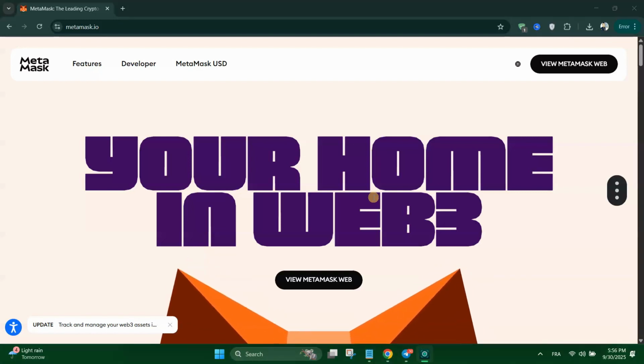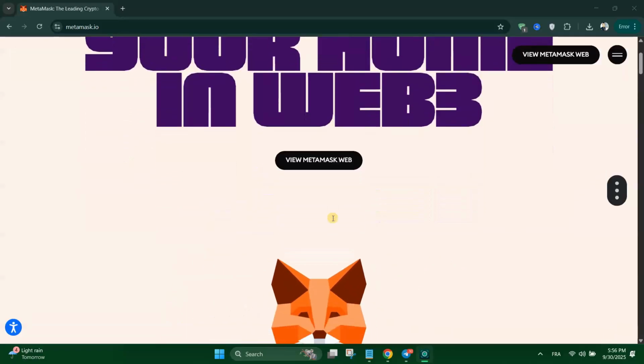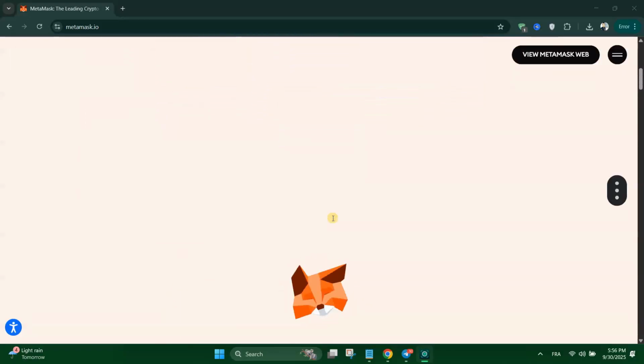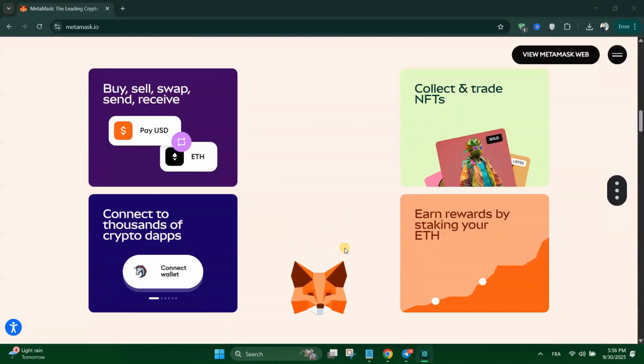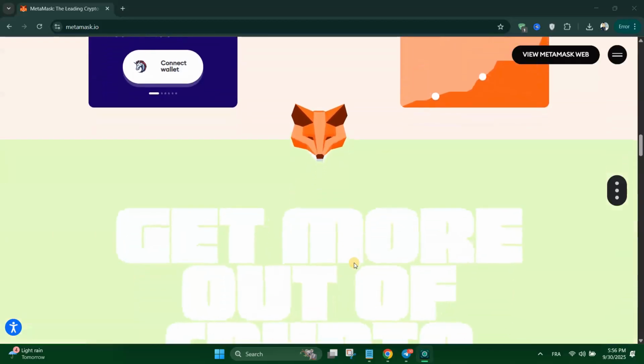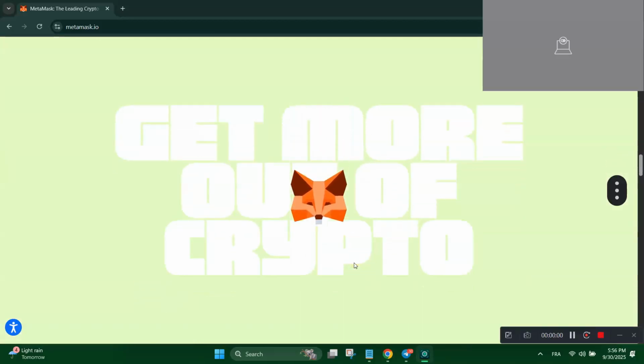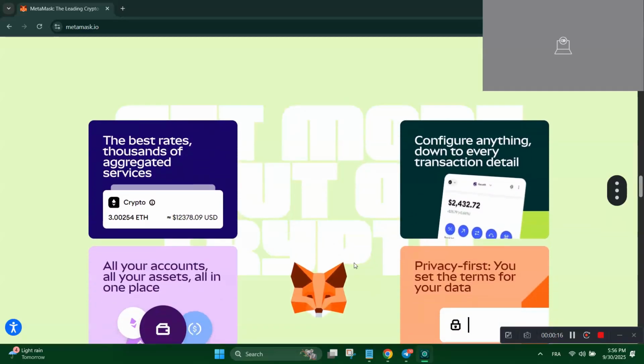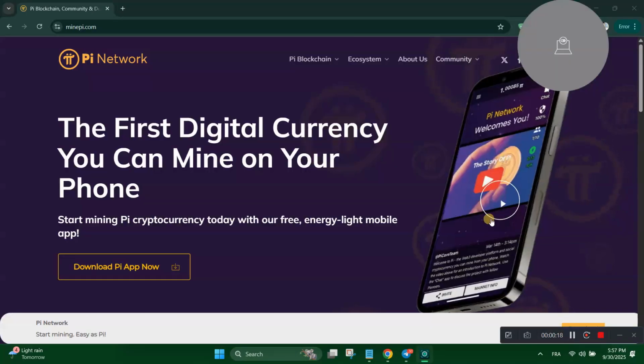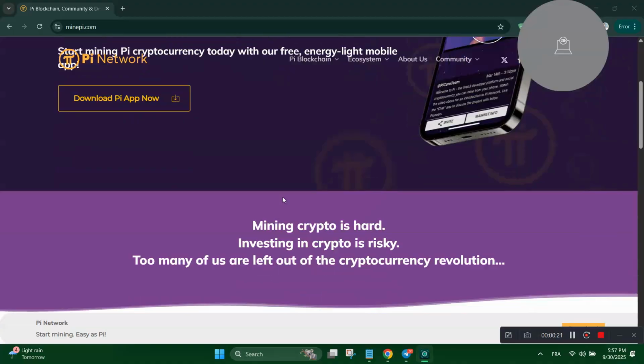Today we're going over how to file your crypto taxes in 2025, step by step. Whether you're new to crypto or already trading actively, this guide will walk you through everything you need to report your gains, losses, and income correctly to the IRS. So let's jump right into it.